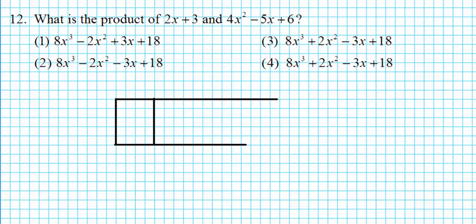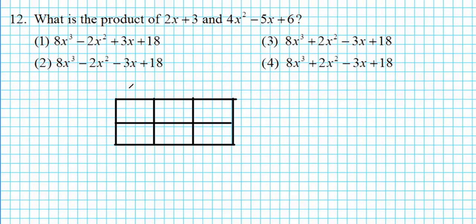All right, so I'm going to have three columns because we have three terms in the second polynomial, and then we're going to have two rows since we have two terms for our first polynomial expression. So we have our three columns, and then we have two rows.